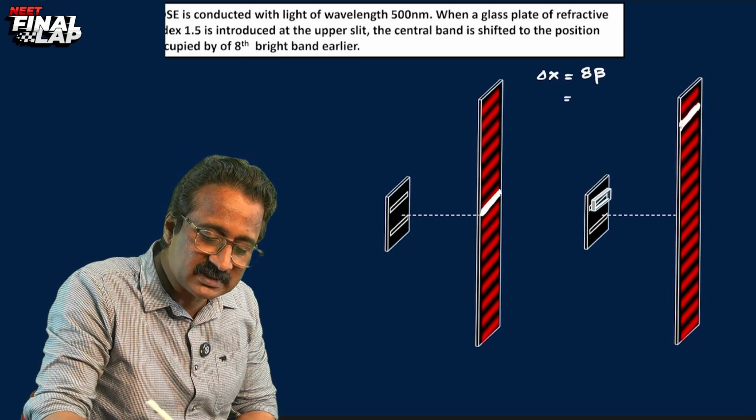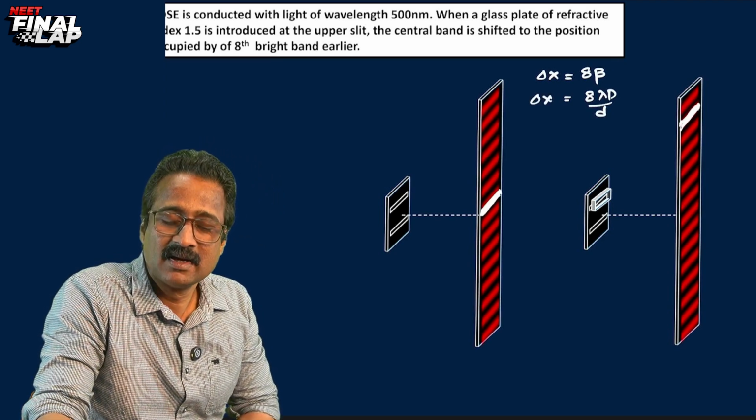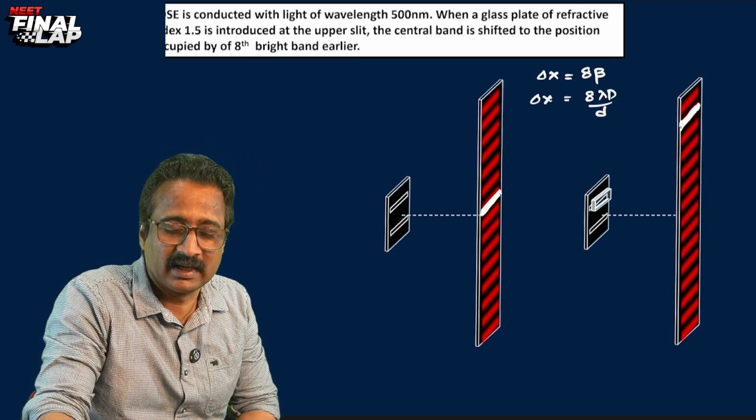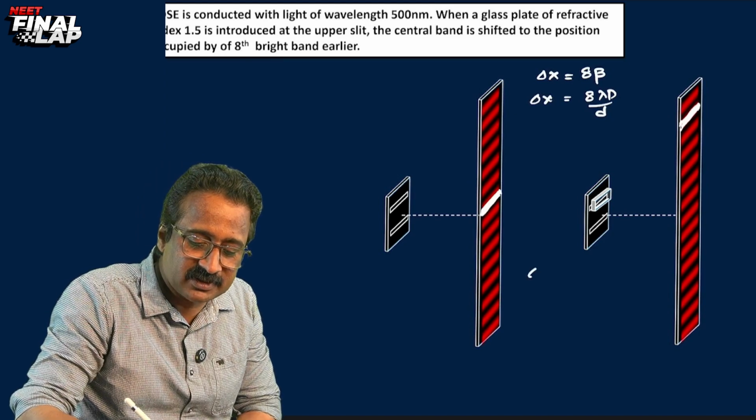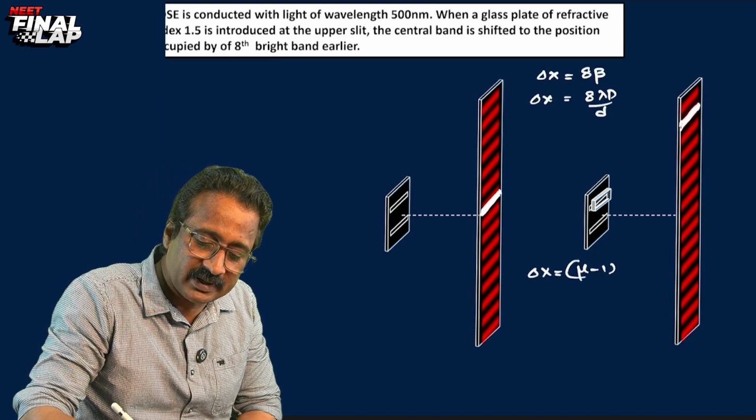Or in other words, I would say it is 8 lambda d divided by small d. This is actually the delta x. Now let us see what is the equation for delta x. Delta x is given by a certain expression I told you. The shift in such experiments is (mu minus 1) t d divided by d. That's the equation for shift.